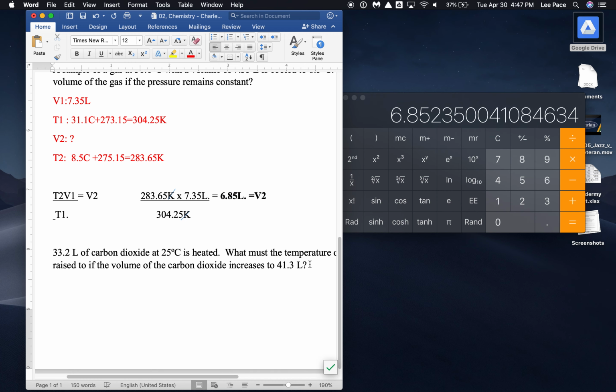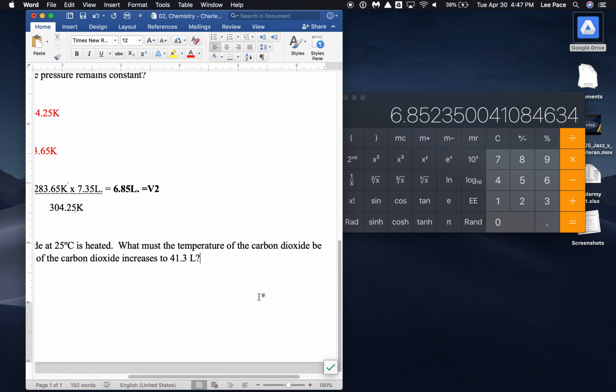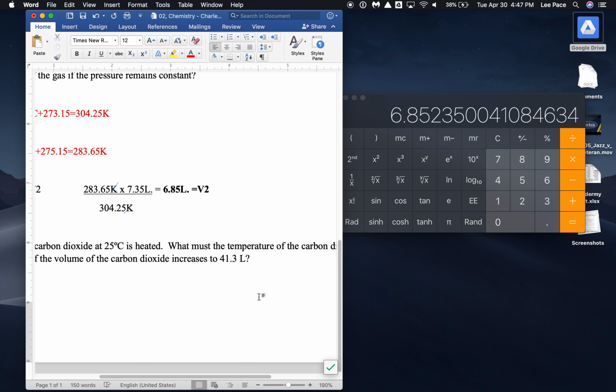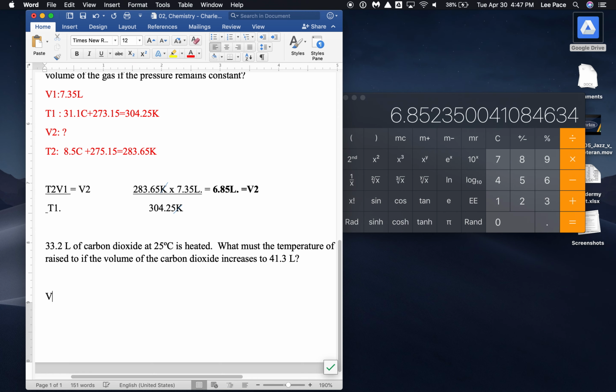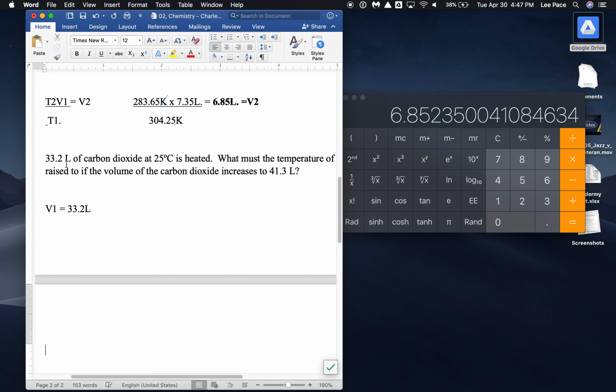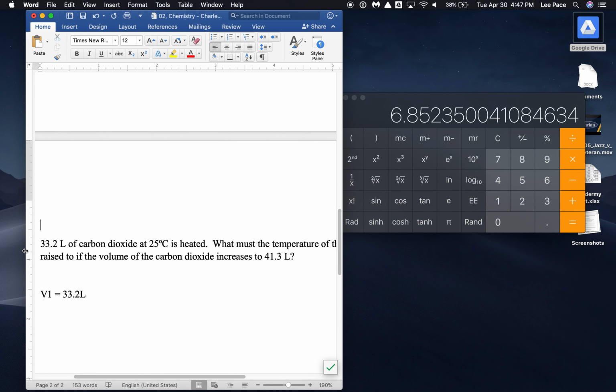This one, Charles's law: 33.2 liters of carbon dioxide at 25 degrees is heated. What must the temperature of the carbon dioxide be raised to if the volume of the carbon dioxide increases to 41.3 liters? Well, I don't know, but I know that V1 is equal to 33.2 liters, and T1 is 25 degrees C. And 25 plus 273 equals 298 Kelvin.